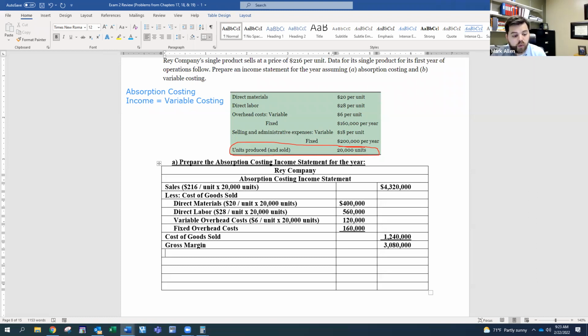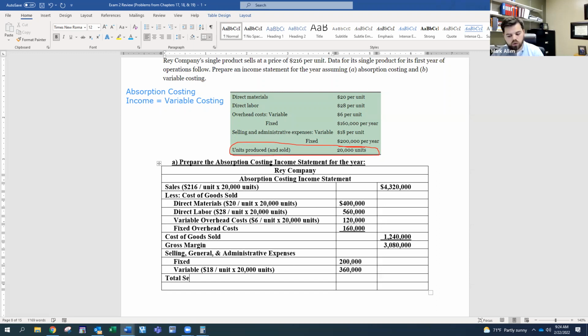Now, at this point, we've got a few things left that we need to deal with. Talking primarily about our selling, general, and administrative expenses. So in this case, we have a couple of things. We have our fixed piece, which was $200,000. And we have our variable piece. And you'll notice that we are told the variable piece here is $18 per unit times, of course, our 20,000 units. This is a total of $360,000.